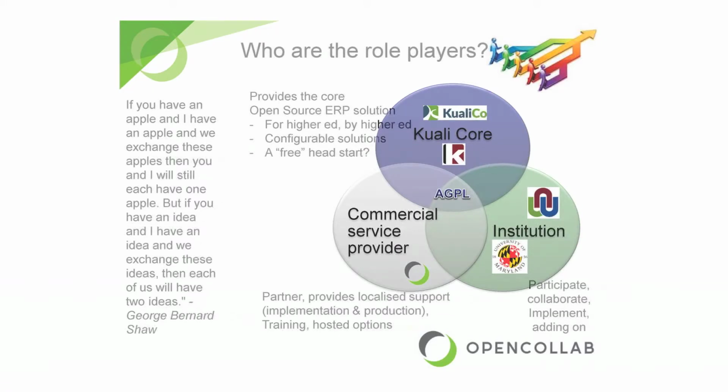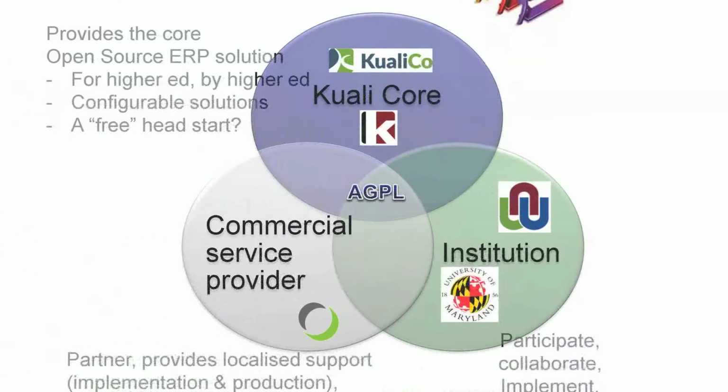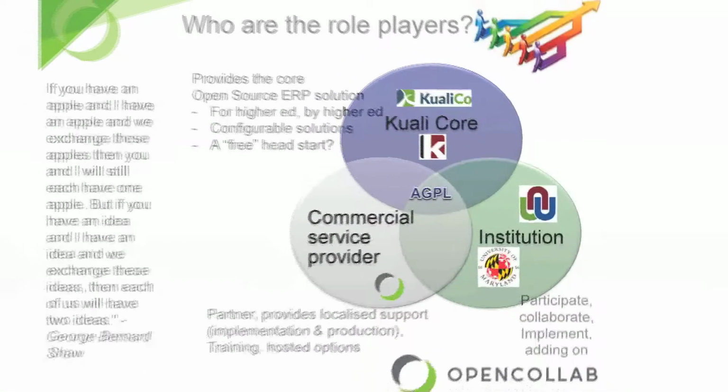So if we look at that ecosystem, then we have 3 potential role players that can share ideas of best practice in terms of higher ed solutions. We're sharing and we're all gaining. If we look at the AGPL in the middle, that is the licensing of this specific product. And that licensing says, you can take the core from Kuali. Okay, we've got the pen, but it doesn't have the inside, the refill. You can take the pen and you can add on to it.